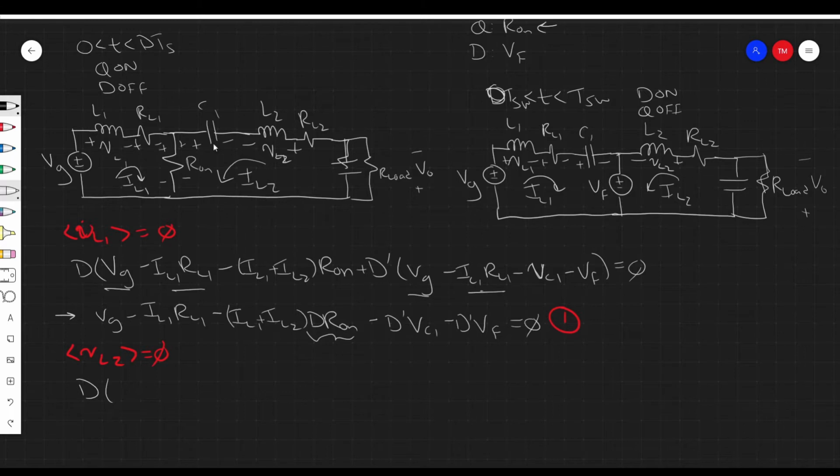So I'm going to move in this direction, right? So let's start with this capacitor voltage. This aligns with our loop, so we have D VC1. We have the voltage across R on. Again, it's the same voltage, right? It is this component, the IL1 plus IL2 times R on. It is anti-parallel to our loop direction, so we subtract it.